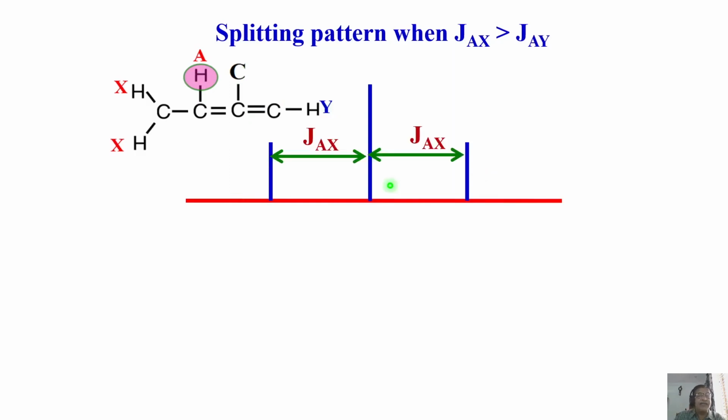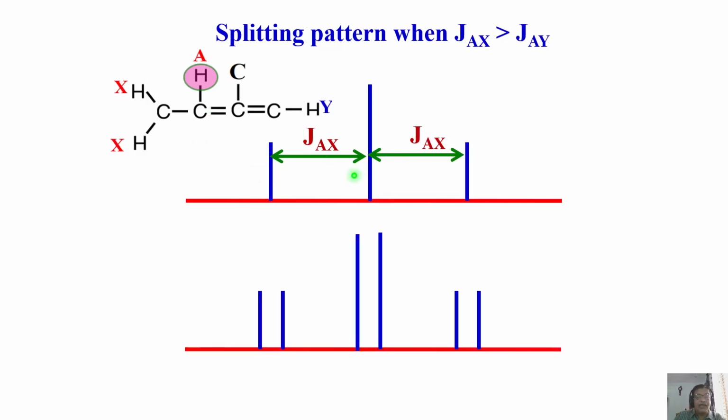First is a large splitting because of AX. This gives you JAX. Now coupling to proton Y. Each lane of this triplet is going to be a small doublet like this. What is this separation giving me? JAY. What do you call this pattern? Remember what I said, you should always consider the largest splitting value.